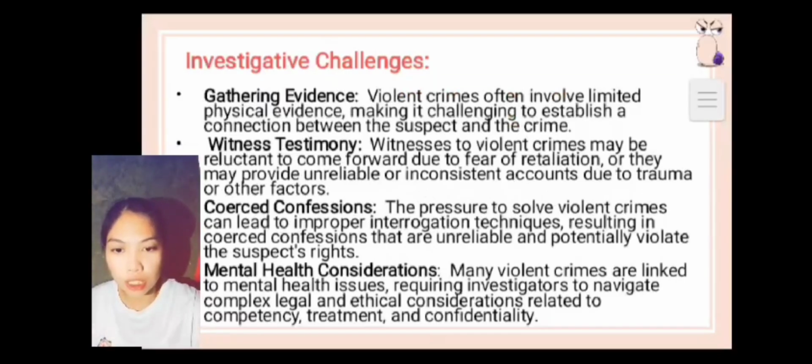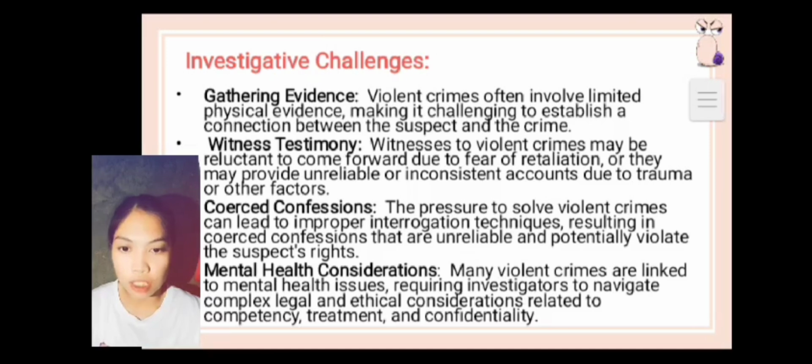Next, the investigative challenges. First, we have gathering evidence. Violent crimes often involve limited physical evidence, making it challenging to establish a connection between the suspect and the crime. For example, a video recording or a picture linking the suspect and the crime.